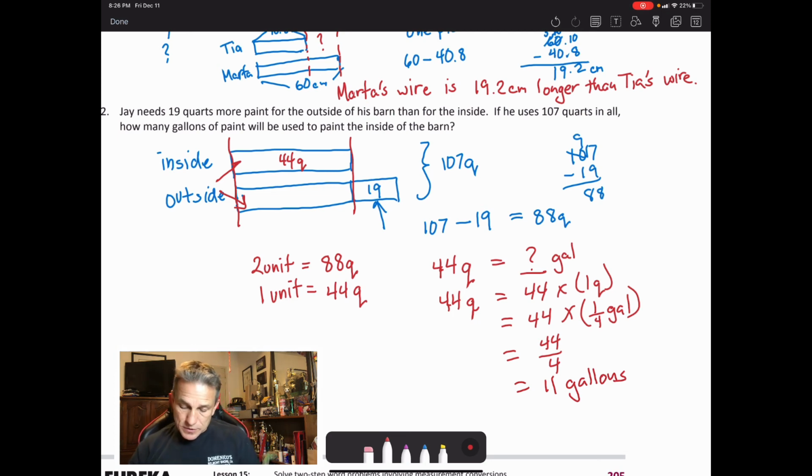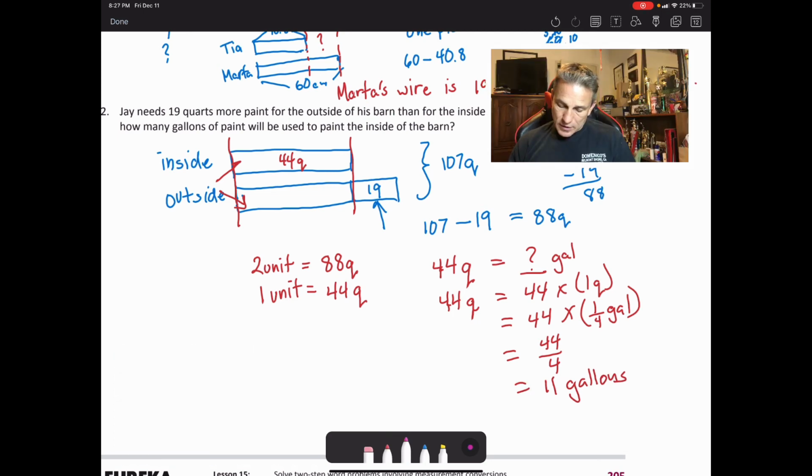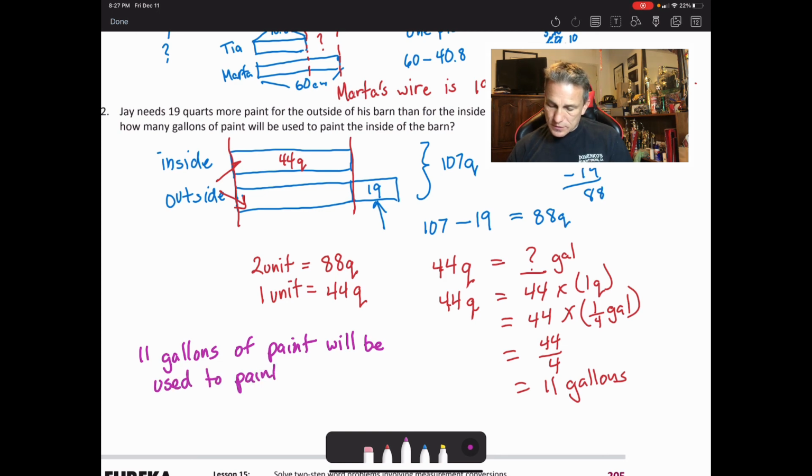So to write my answer in a sentence, 11 gallons of paint will be used to paint the inside of the barn. And that's it.